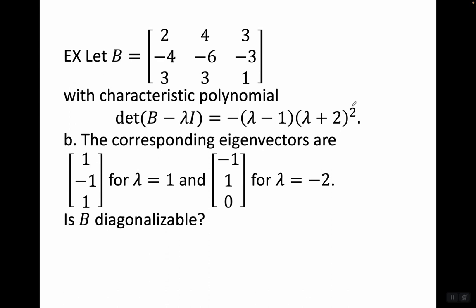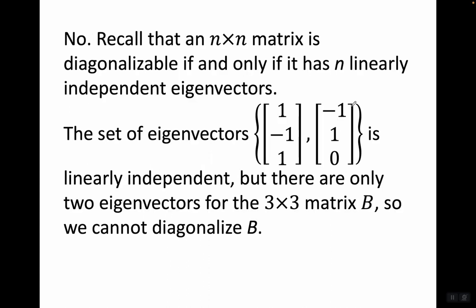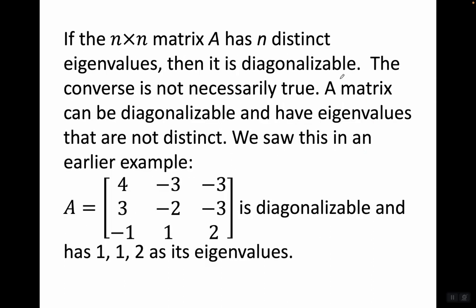Is B diagonalizable? No. Recall that an n by n matrix is diagonalizable if and only if it has n linearly independent eigenvectors. This set of eigenvectors is indeed linearly independent. You've got two vectors, one's not a multiple of the other, so it's linearly independent. But there are only two eigenvectors for the 3 by 3 matrix B, so we cannot diagonalize B, because an n by n matrix has to have n linearly independent eigenvectors. We have a 3 by 3 matrix, and we have only 2 linearly independent eigenvectors.